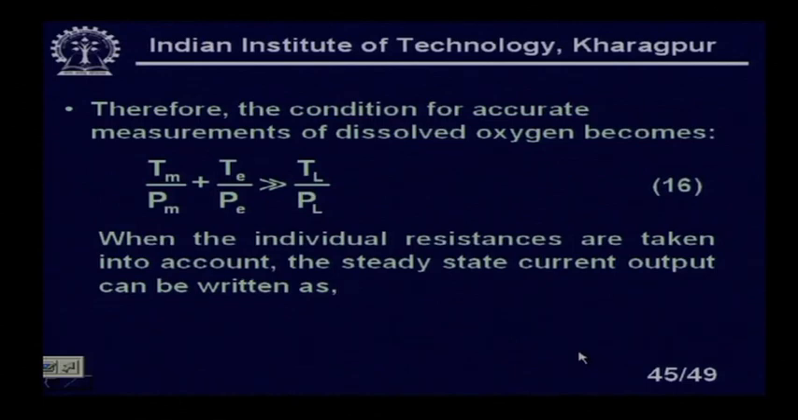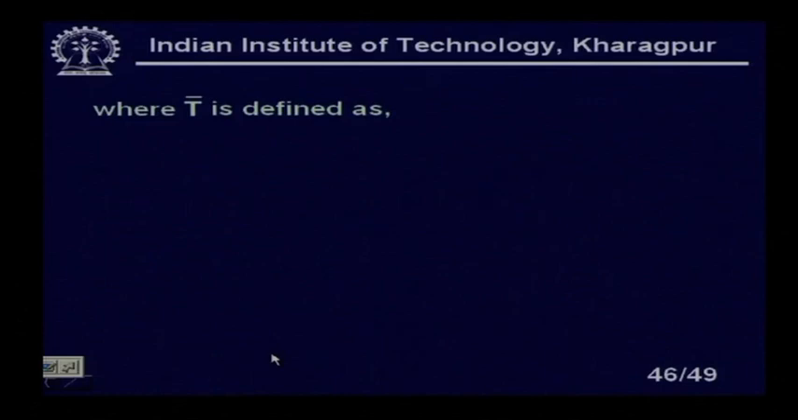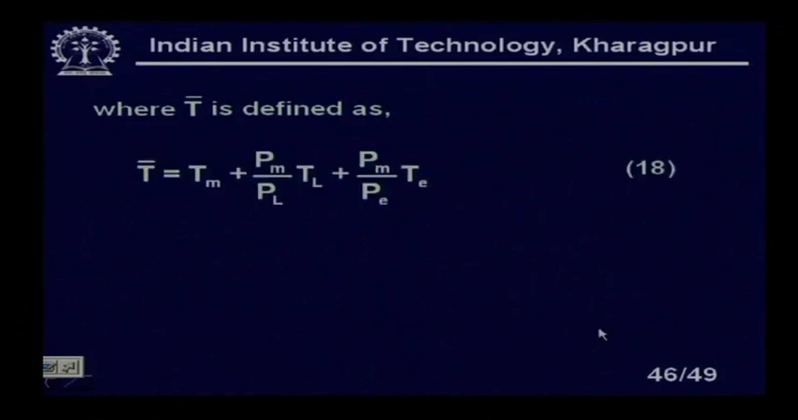When the individual resistances are taken into account, the steady state current output can be written as Is equals n F A Pm by T bar into P naught. Okay, these equations we have already written, so we have just modified them according to these expressions, right? Where T bar is defined as T bar equals Tm plus Pm by Pl into Tl plus Pm by Pe into Te. Okay, that is equation number 18.